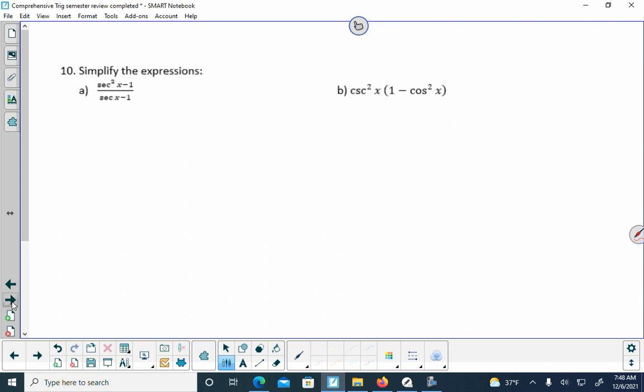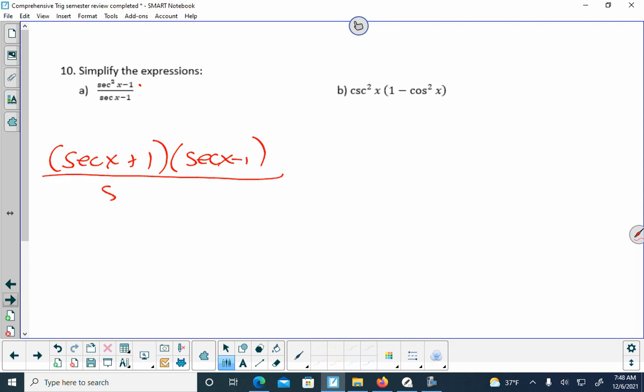Okay, number 10 is simplifying the expression. So I look at secant squared x minus 1. And I might want to change it into a Pythagorean identity, but I see that the denominator is also secant x minus 1. So what I'm going to do is factor the numerator as a difference of two perfect squares. So secant x plus 1, secant x minus 1, and that's all over secant x minus 1. Now that I have these two being multiplied, I can simplify those, and I'm going to be left with secant x plus 1.